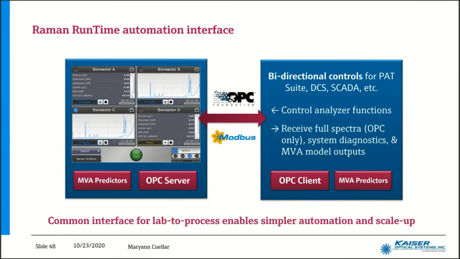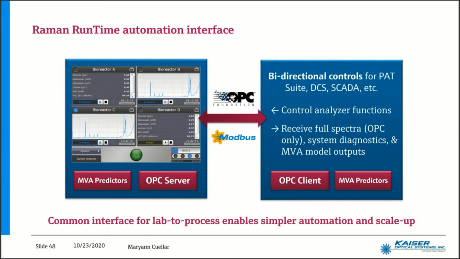Raman Runtime is the control platform and user interface for our embedded systems. Whether you're at the analyzer, controlling via touchscreen, or accessing Runtime through a remote connection, Runtime is used to calibrate the system, configure your Raman collection, apply predictive models, and transfer data and diagnostics to external devices, such as a DCS or a SCADA system.